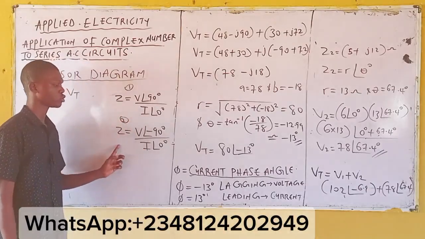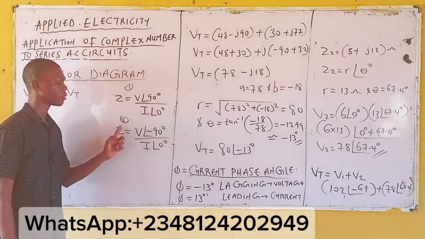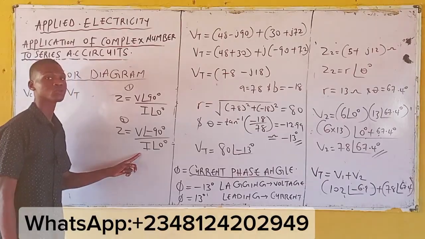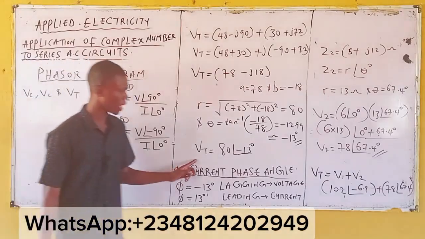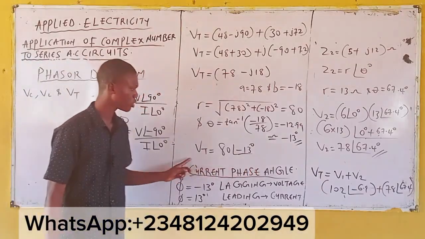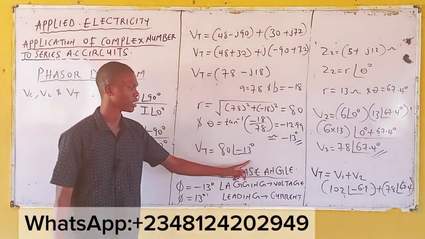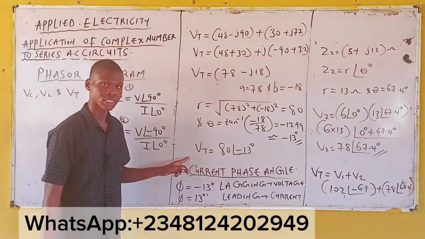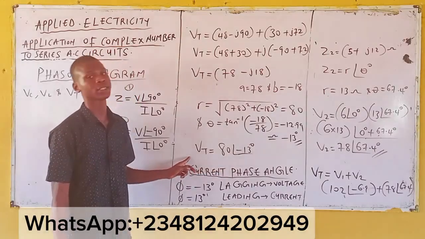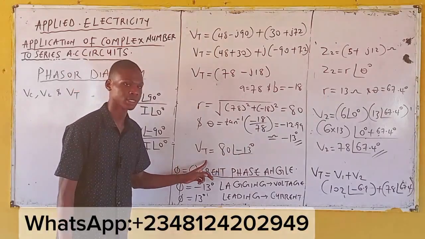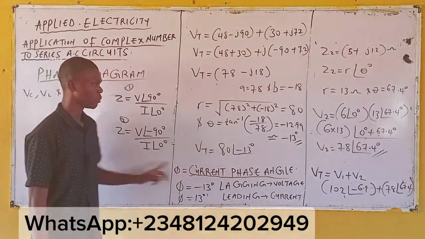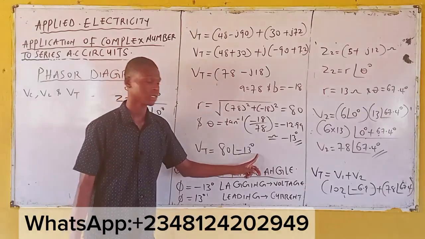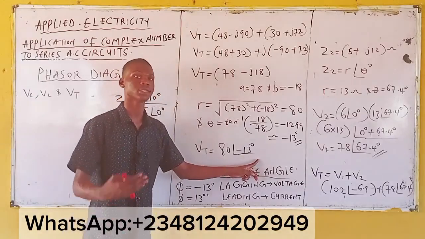Now check case 2. What's your interpretation? Your voltage is lagging, meaning your current is leading. Now apply the same idea up to this level. We got 80 at negative 13 degrees. Obviously your voltage in this case, is it leading or lagging? It is lagging. Relate it to case 2, meaning your voltage is lagging, and if your voltage is lagging, your current is leading.